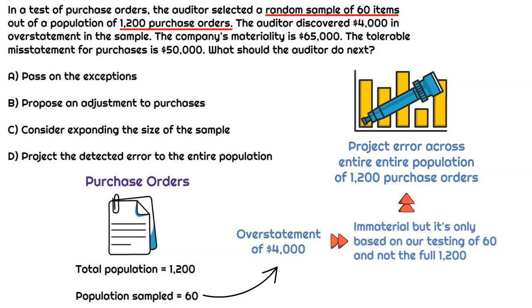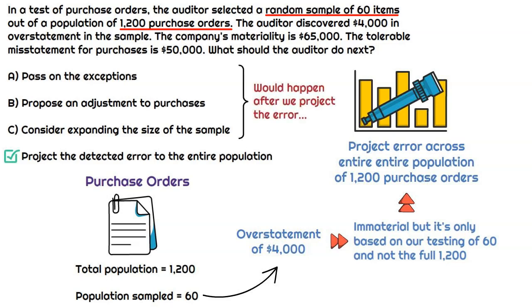Well, the reality is it could or it could not. We don't really know unless we test them all, but until we project that detected error across the entire population, we can't determine what to do next. So the correct answer is going to be project the detected error to the entire population. That's the next thing we need to do, which is exactly what this question is focused on.